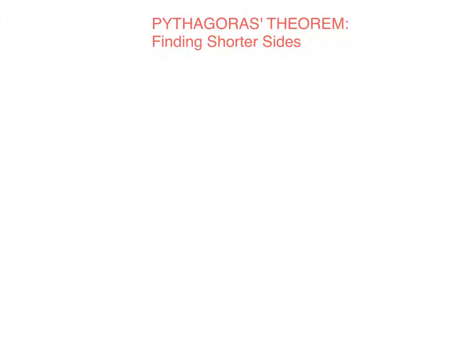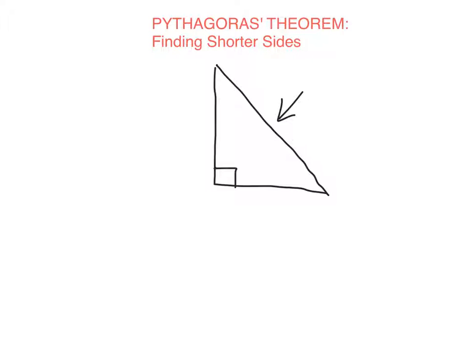So last time we looked at Pythagoras Theorem and finding the length of the hypotenuse, which is the longer side. Now we're going to look at using Pythagoras Theorem to find shorter sides. Pythagoras Theorem is all about right-angled triangles. So we're still using the same type of triangles, right-angled triangles. This side here is still called the hypotenuse, the longer side. But now what we're going to do is find one of the shorter sides.